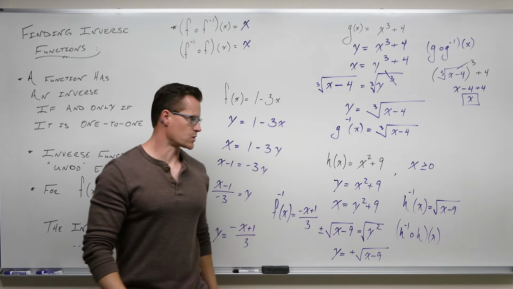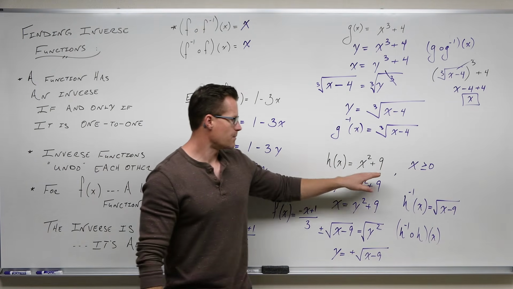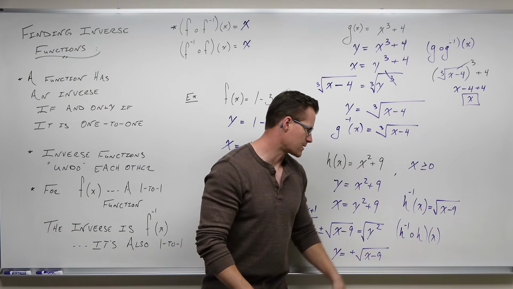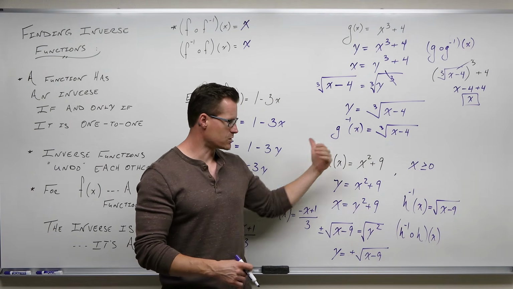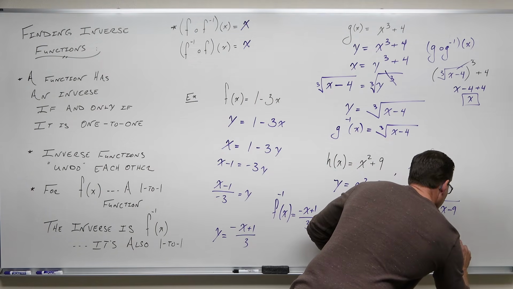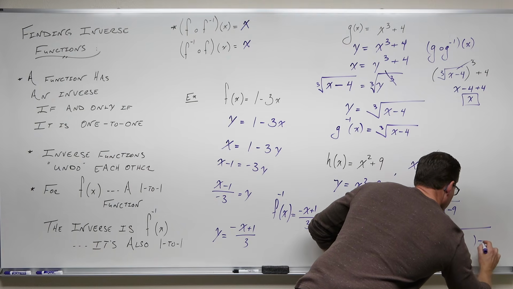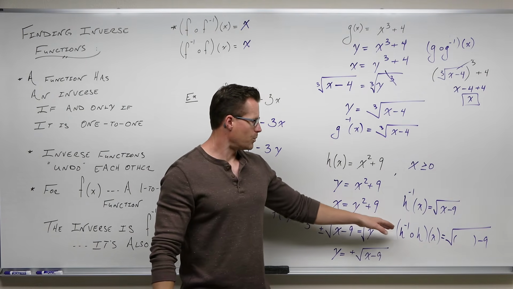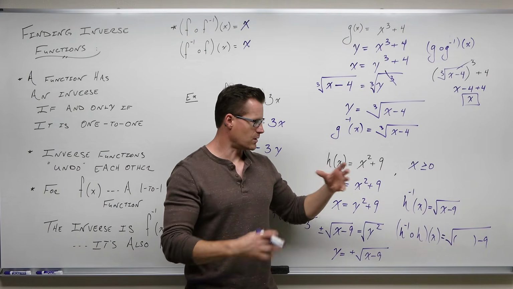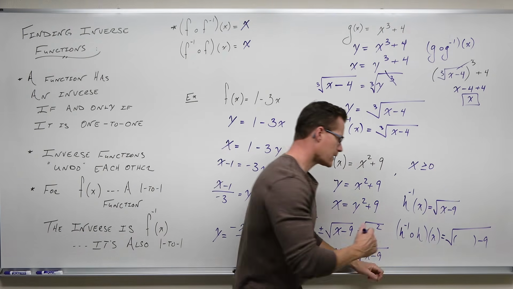I'm going to show it backwards just to show it's the same thing. So if I compose my first function onto my second function, or my original h of x onto the inverse, I'm going to write h of x, h inverse of x with a blank space. I'm going to put my function inside.